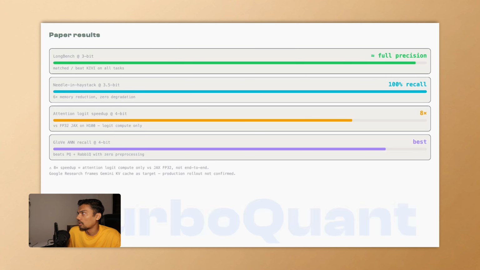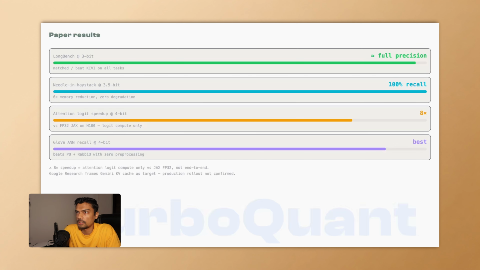The fourth thing was vector search on GloVe versus PQ and RabbitQ. For nearest neighbor search, the paper evaluated on the GloVe dataset with dimension equal to 200 word vectors against PQ, that is product quantization, and RabbitQ. Both of these baselines use expensive offline k-means training on the actual dataset to build their codebooks. They see the data first and tune it later.